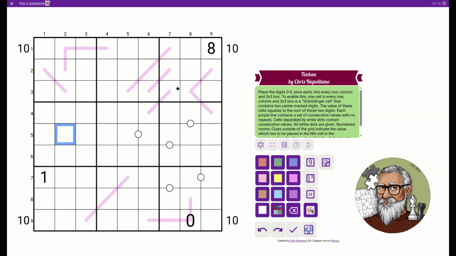Each purple line, all the lines are purple, contains a set of consecutive values with no repeats, right? So that's self-explanatory. We need 4 consecutive values here, so one of them could be a Schrödinger cell, and we cannot repeat it. It doesn't say so, but I presume in any order, just like normal Renban lines. As in, we don't need 1, 2, 3, 4 to be in order. If it's 1, 2, 3, 4, this could be 1, and so on and so forth.